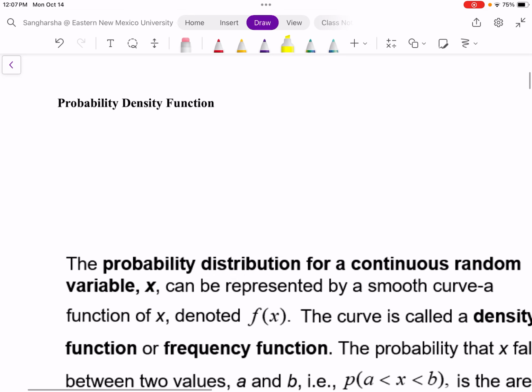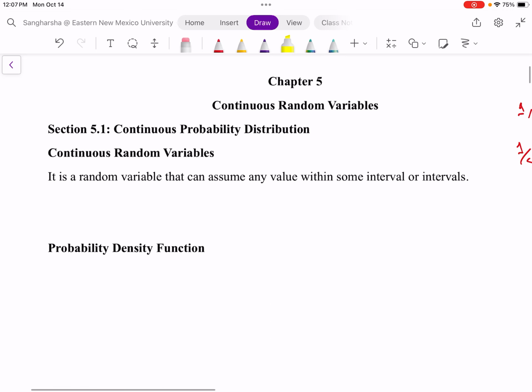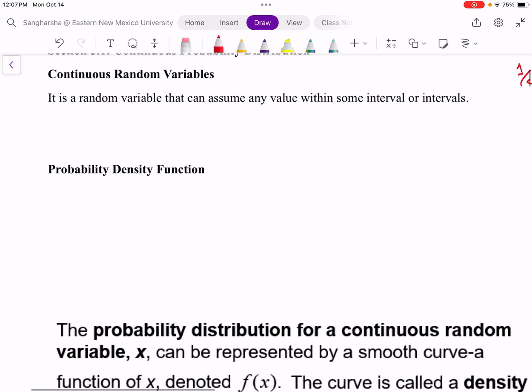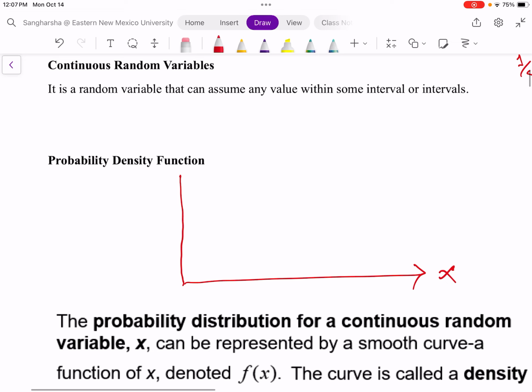Okay, we use a smooth curve. So for a continuous random variable we use a smooth curve. We have x on our horizontal axis, and we have f of x, and f of x is the function. It's a probability density function. We'll be talking about this, and this function is the curve.